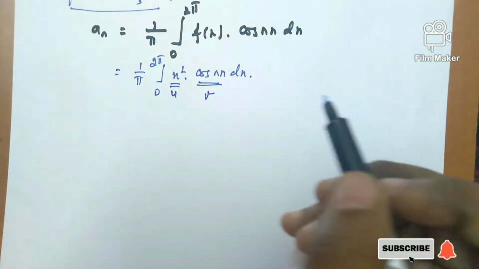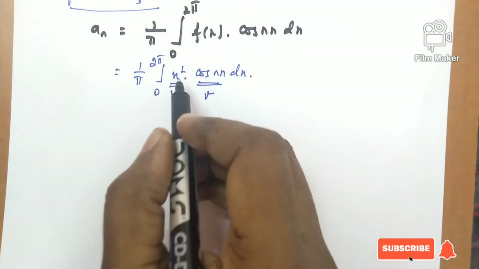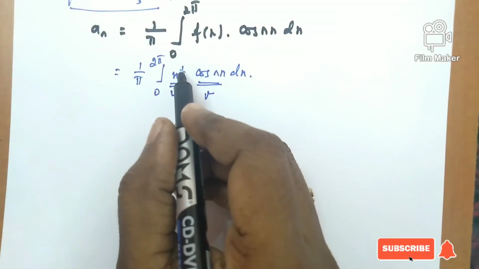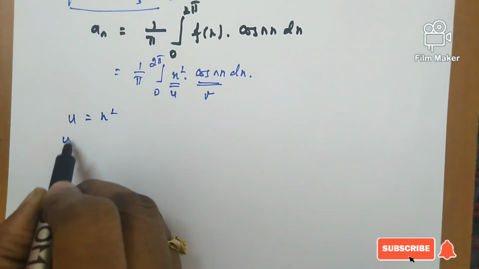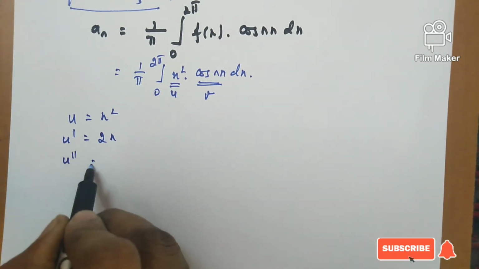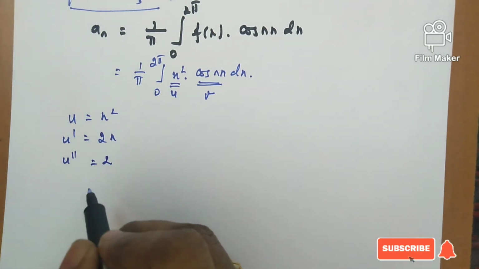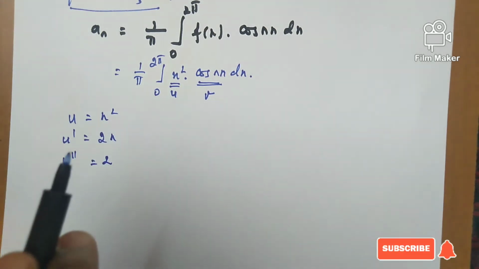How to choose u and v: when you are taking a term, continuous differentiation should lead to a constant, so that differentiating a constant gives 0. That kind of term we have to take as u. So here, look at this x square, we are going to take it as u, because u is equal to x square. Differentiation of x square is 2x. If I differentiate again, we get 2. If I go for the third derivative, it becomes 0. That kind of term only we have to take as u.